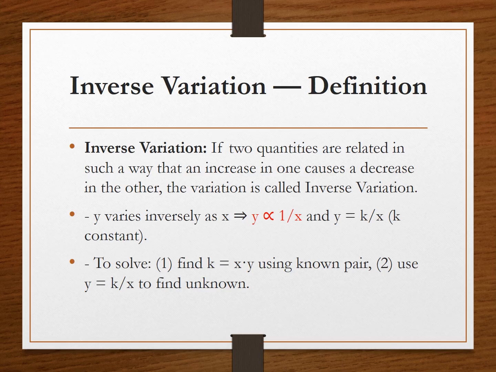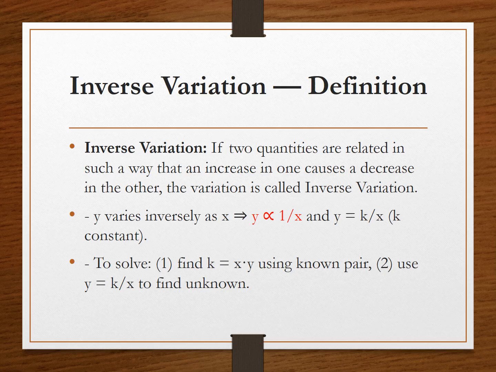Inverse variation. If two quantities are related in such a way that an increase in one causes a decrease in the other, the variation is called inverse variation. It means that if we increase the first quantity, then the second quantity will decrease, and if we decrease the first quantity, then the second quantity will increase. So this type of variation is called inverse variation.